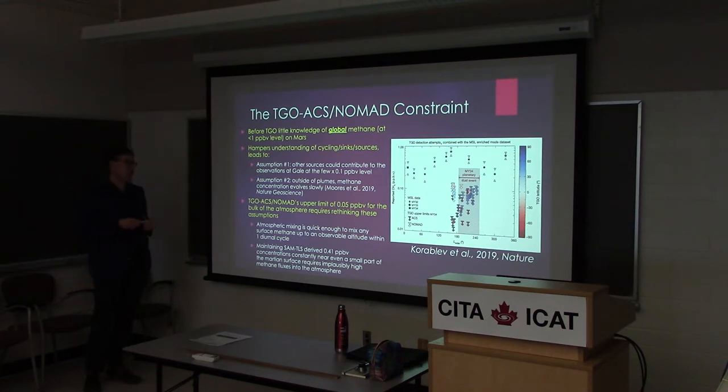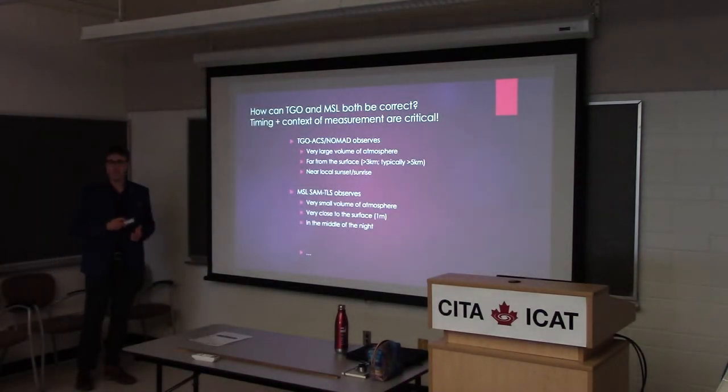But with that 0.05 part per billion upper limit, we now have to keep in mind the quick mixing of the atmosphere, not just at a global scale, but also at a local scale, where you can mix something from the surface up to a height where it can be observed by TGO within a single day. If we were to just maintain 0.41 parts per billion by volume, the average value the TLS sees, near the surface magically and do nothing else, that is already a potent enough source that the TGO should have seen it. So we have to throw away the idea that we've got a constant 0.41 part per billion by volume all the time near the surface. How do we square these things together?